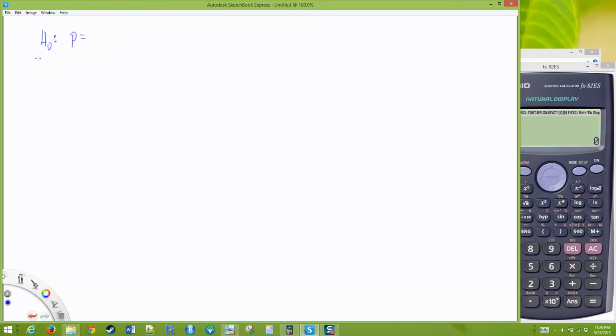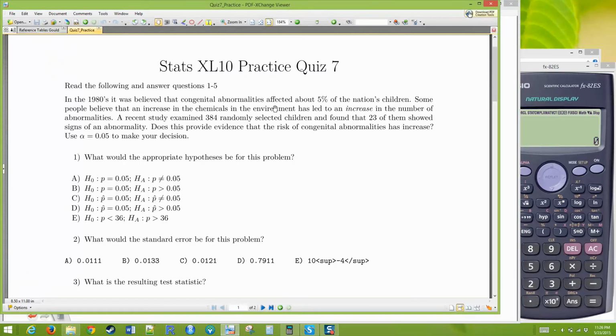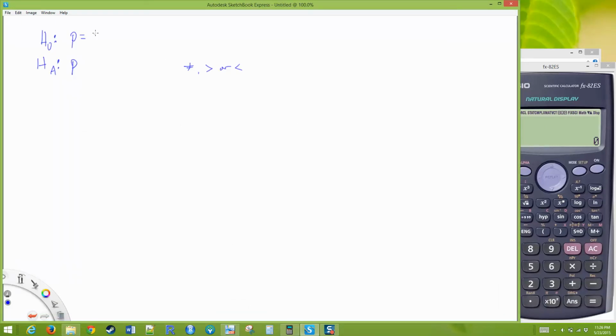P equal to some number, and then the alternative hypothesis will be identical to that, except p is whatever number. This is going to be the same number down here, but we've got a different sign, whether that's not equal, greater than, or less than. One of those other signs there. So let's take a look here. Here it says it was believed 5%, and we want to know if it has increased. So that's going to designate that our null hypothesis is p is 5% or 0.05.